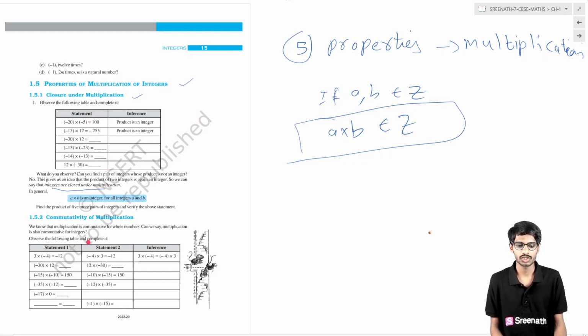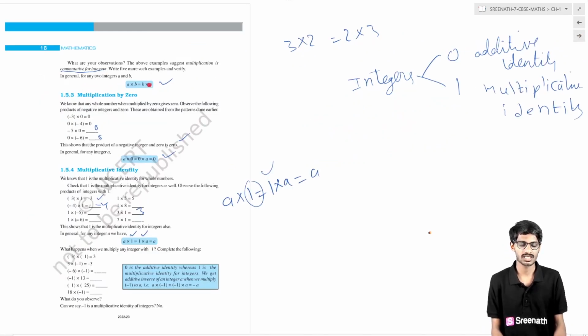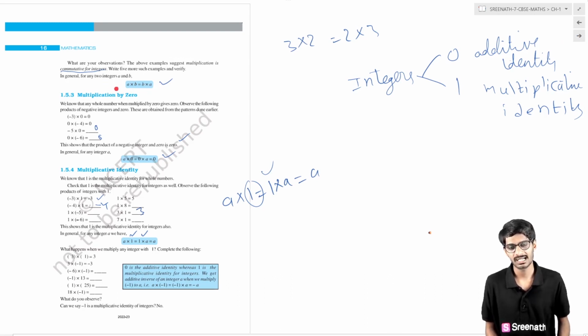Next, the commutative property. The commutative property is nothing but that when you interchange the numbers, you get the same answer. When you multiply these two integers, you get an answer, and when you interchange them and multiply, you get the same answer. So a × b equals b × a. Commutative property is satisfied under multiplication.